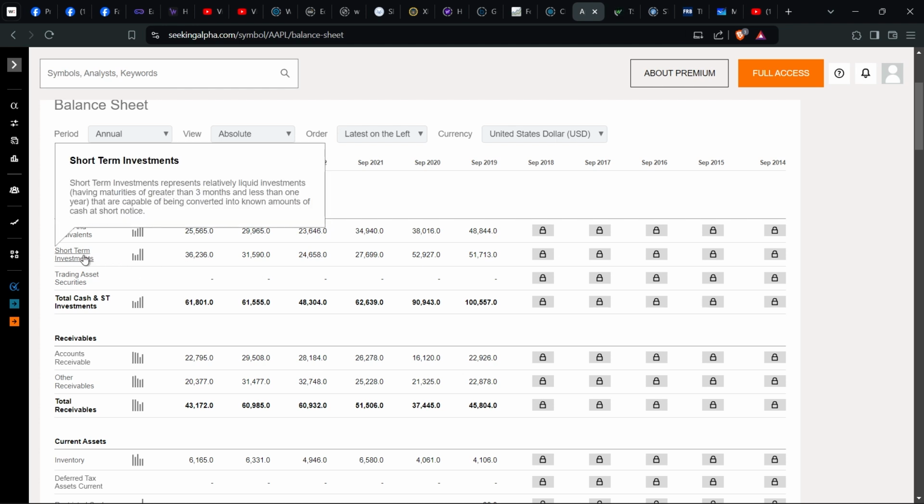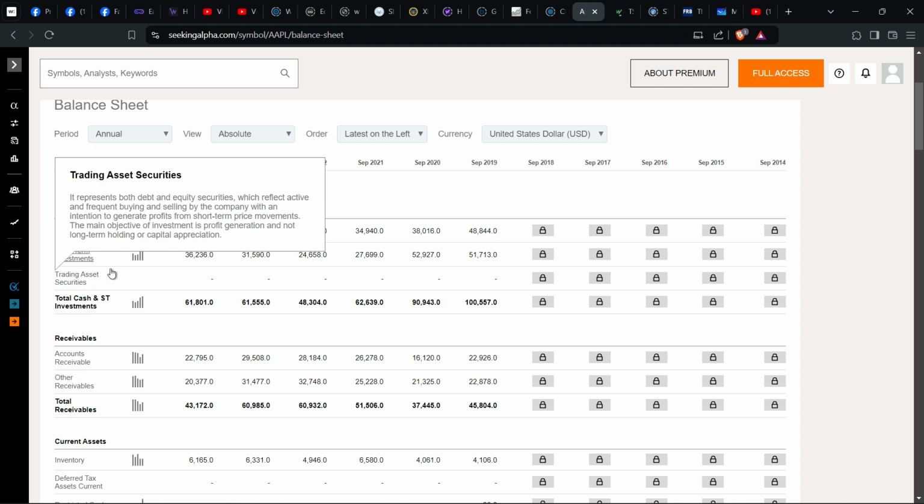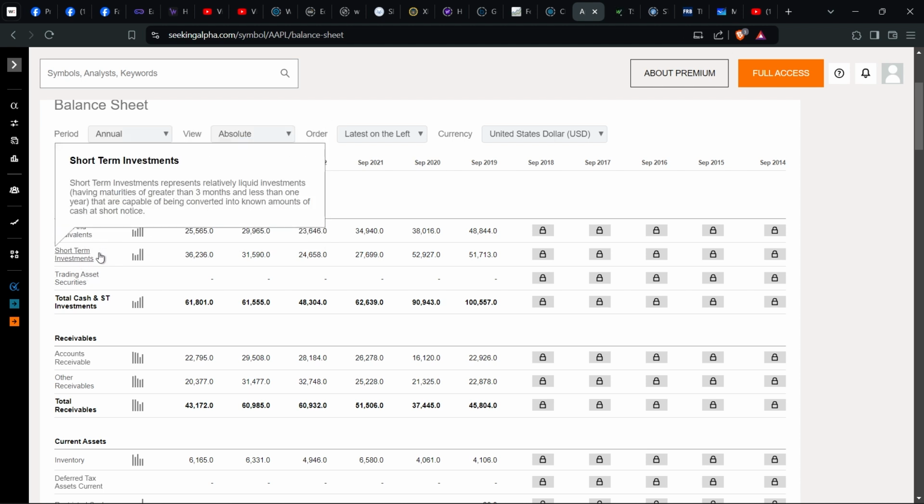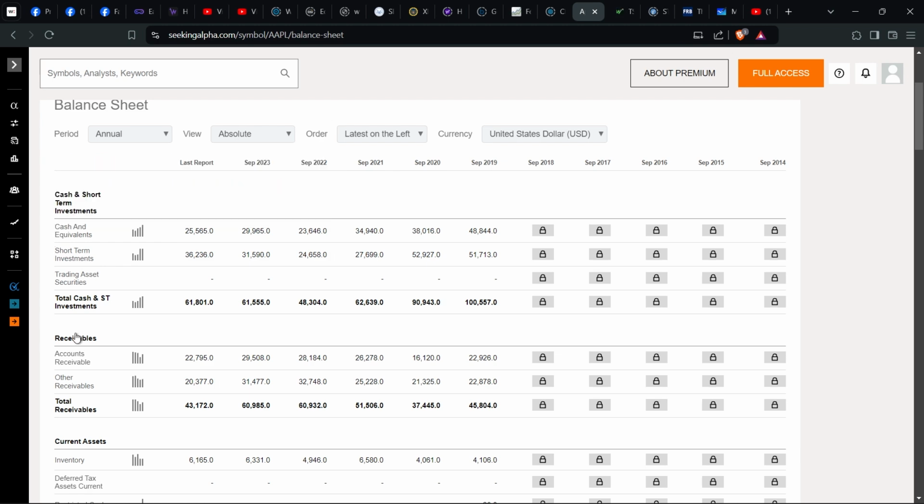Back to here, short-term investments. Short-term investments represent relatively liquid investments having maturities of greater than 3 months and less than 1 year that are capable of being converted into known amounts of cash at short notice. So it's the same thing. Cash and cash equivalents and short-term investments all fall under the same category. Now let's go over to the other part, receivables.